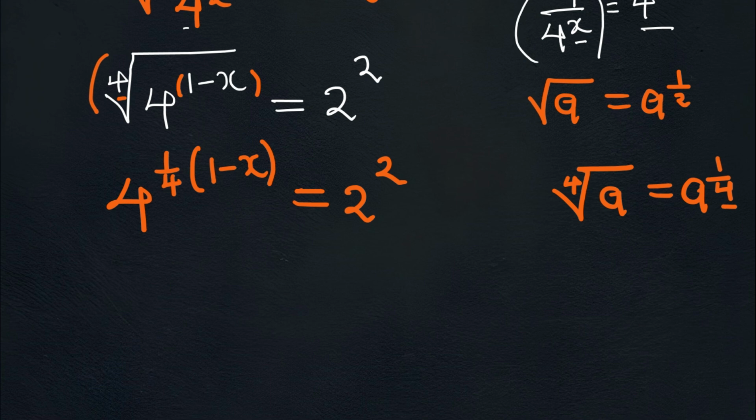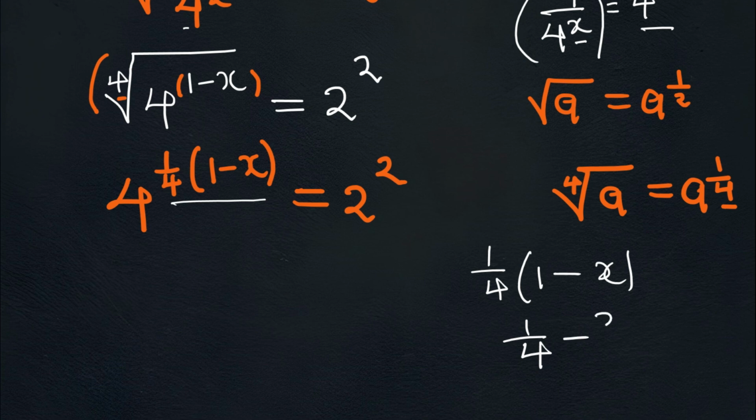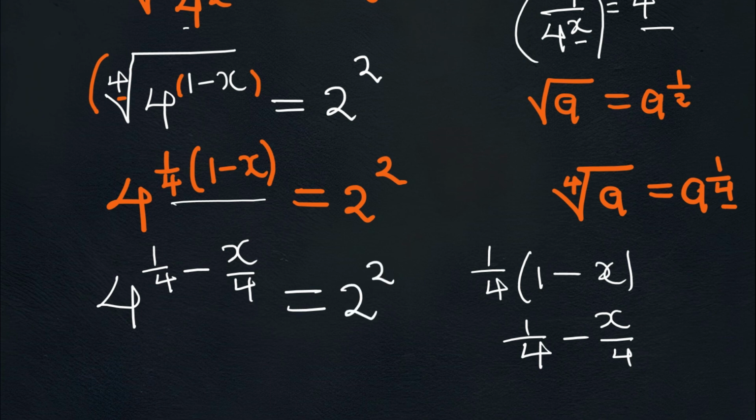And then from there we are going to simplify this. So 1 over 4 multiplied by 1 minus x, this is just going to be 1 over 4 minus x over 4. So our next step will therefore be 4 to the power of 1 over 4 minus x over 4 is equal to 2 to the power of 2.